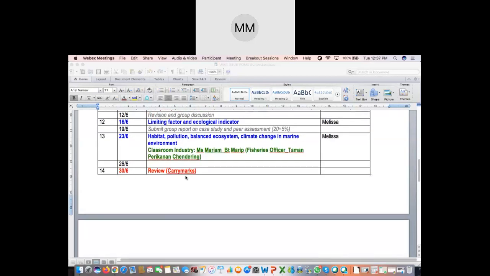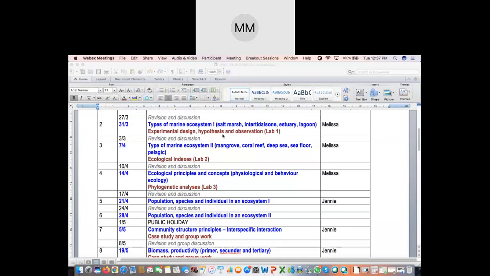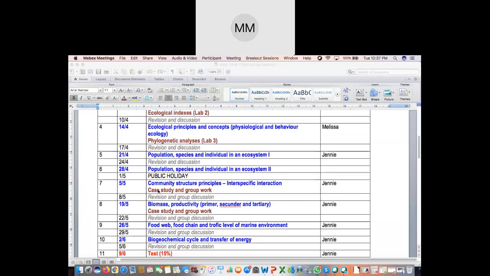And then after which you will have your carry marks available on the 30th of June. I forgot to mention that although I'll be taking over the first 3 labs, Dr. Jenny will do a case study with you during her session. Outlines of her work will be discussed when she teaches you during the 7th week or probably on the 5th week.